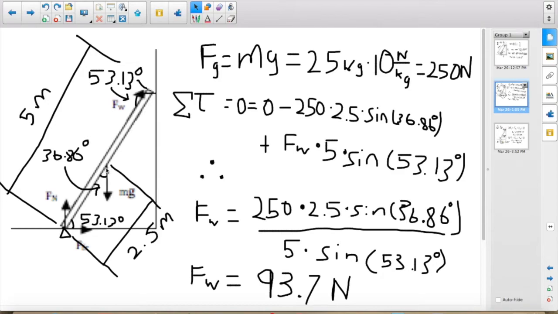As far as the torque caused by gravity, well, the force of gravity is 250 newtons. The radius for that force from the pivot point is 2.5 meters. And then the sine of the angle, that would be sine of 36.86 degrees.